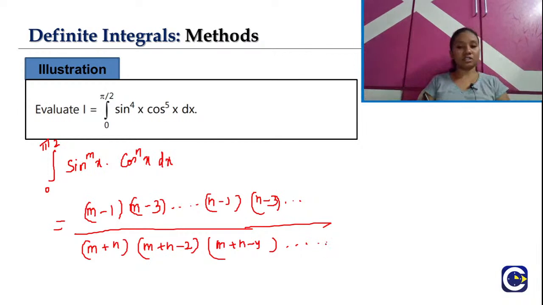Okay, Shyam and Siddharth have given the answer. 8 by 315. Okay.